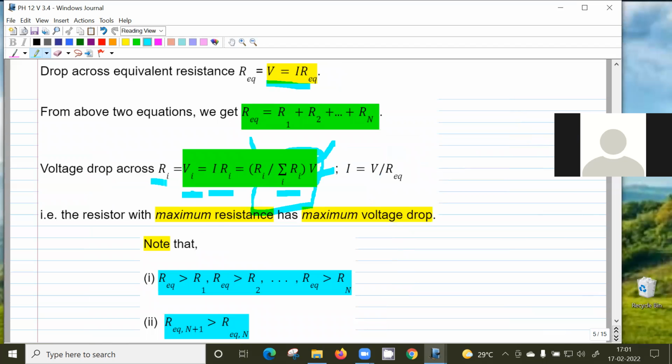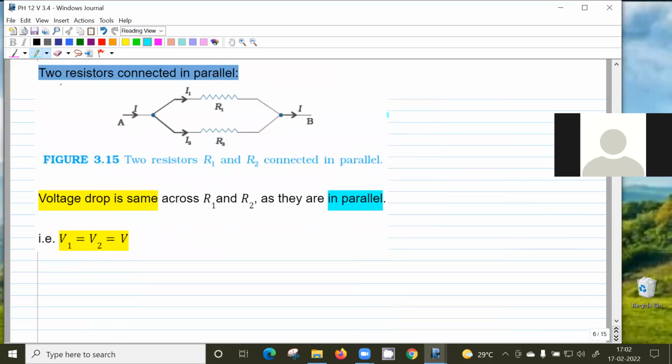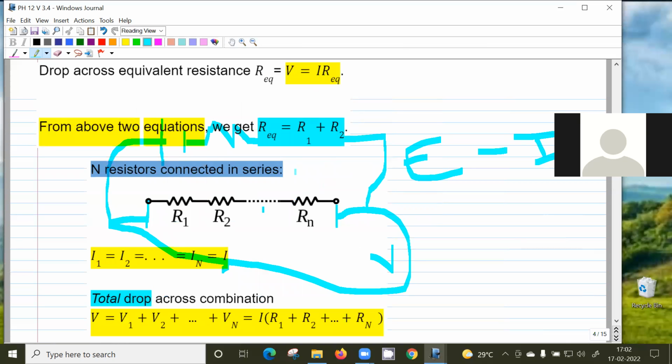So the voltage across Ri is Vi equal to Ri divided by the total resistance, times the total voltage. But this total voltage divided by total resistance is a constant for all R1, R2, R3. So whichever has more resistance will have more drop. If there is a total drop of 100 volts, then the resistance which has the maximum value will have the maximum drop across it.